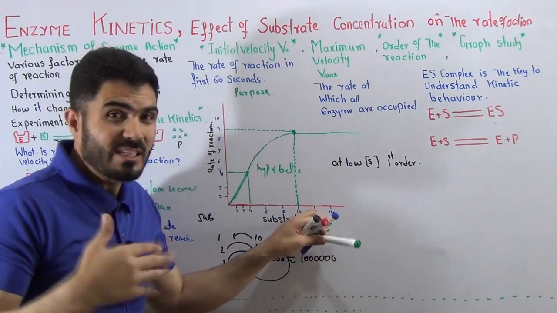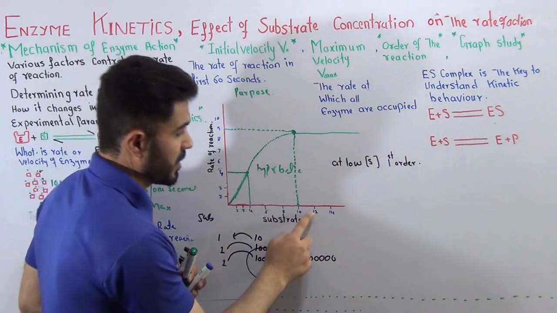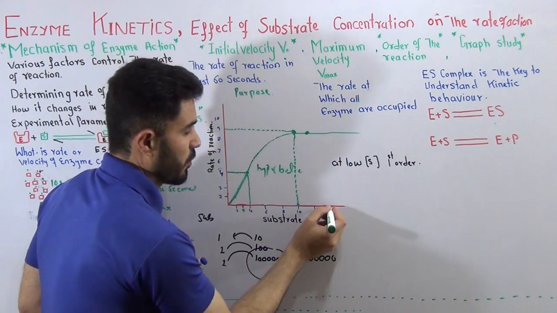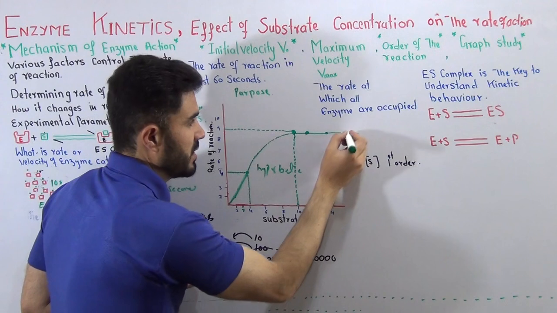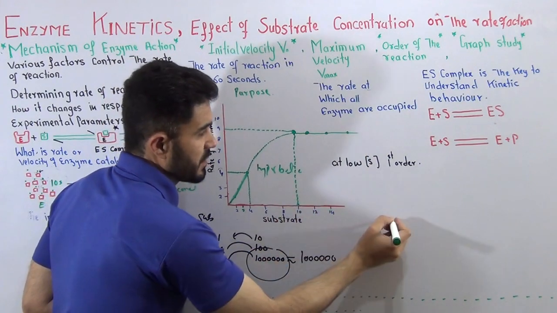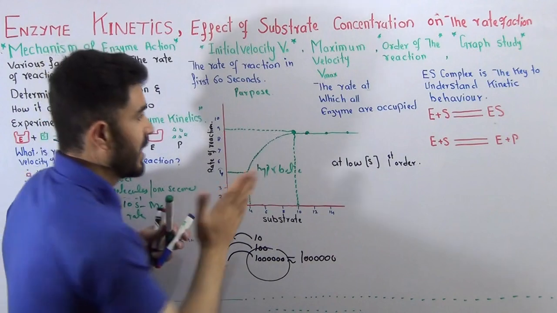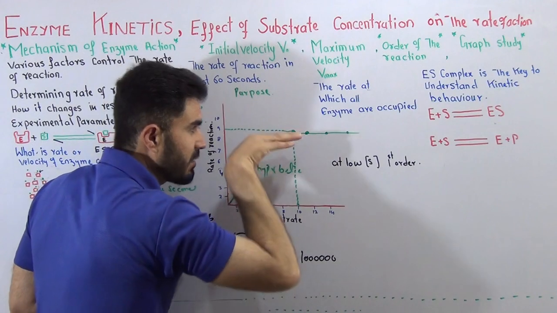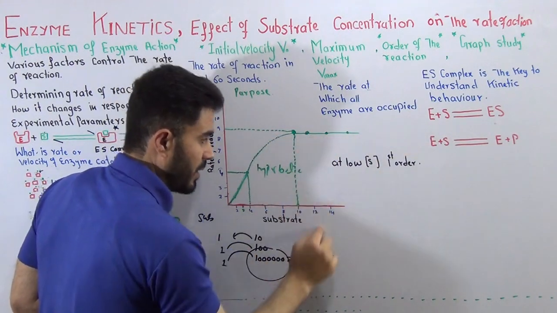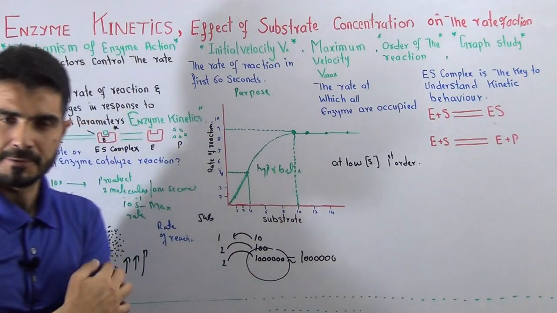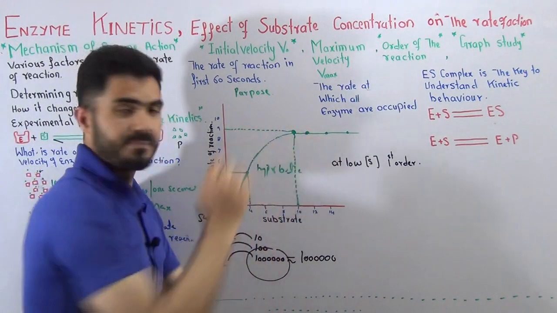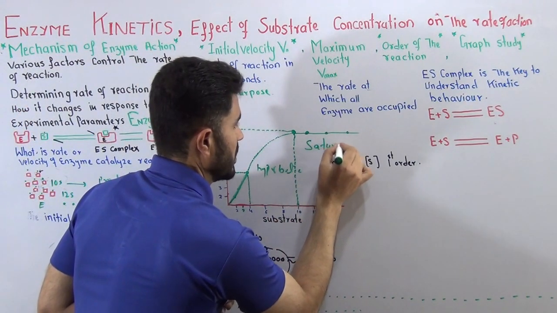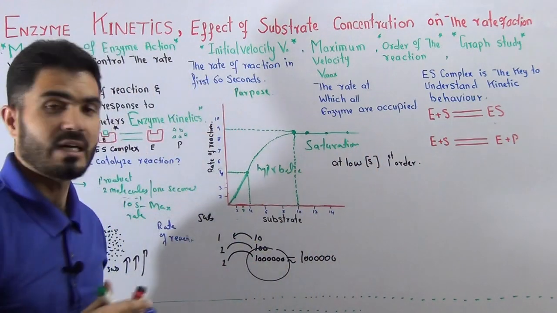Whatever substrate you add, at substrate 12, same speed, 14 same speed, 15, same speed. If you increase the substrate concentration, the speed will remain the same. The line is not going up like this, but the line is initially straight, slightly curved, and then goes parallel with the x-axis. This situation is called saturation.